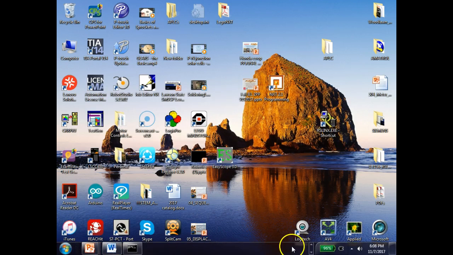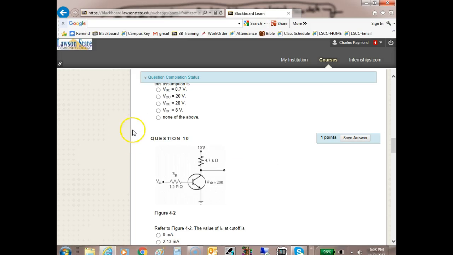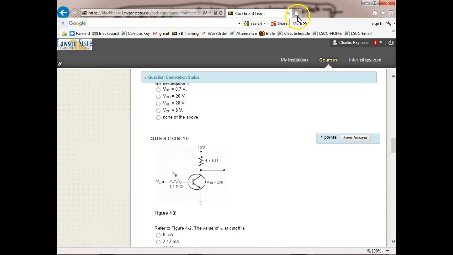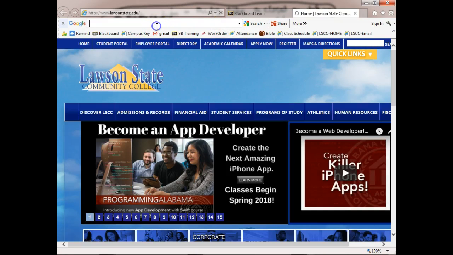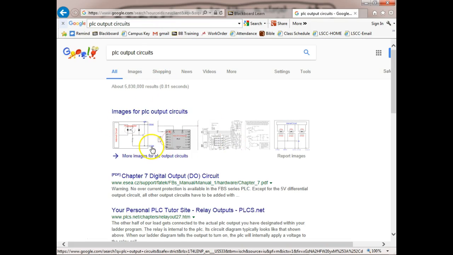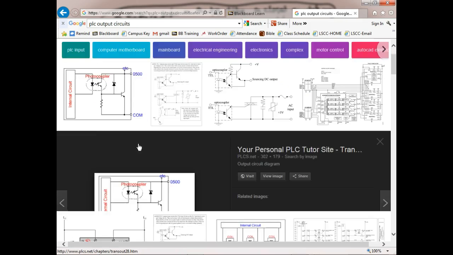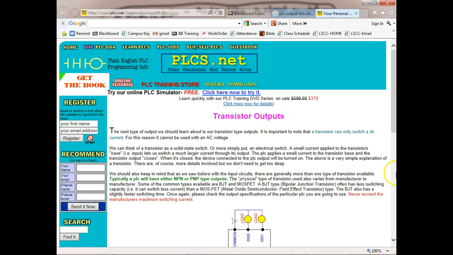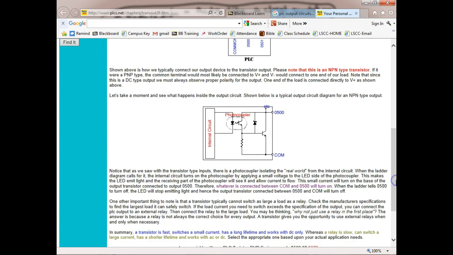So normally when you get into PLCs that's got DC outputs, so this is a PLC output circuit. And it's a saturated switch if it's a DC output. If it's an AC output, we got to do something else.